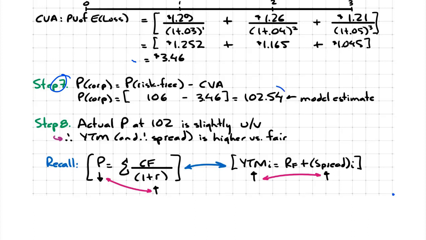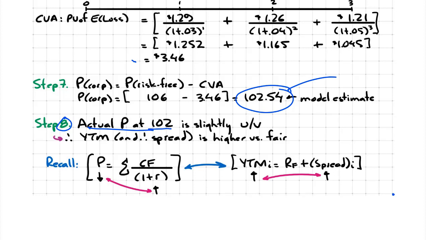Now this 102.54 is based on a model estimate because, look at all the assumptions that went in, ladies and gentlemen. We had to estimate probability of default. That's discretionary. We had to estimate the amount that we could lose if there was default. So this 102.54, even though the model says P, is really a fair price. In other words, it's what we estimate to be fair price. But then in step 8, we compare the actual price to our estimate of fair price. So we think this bond is worth 102.54.